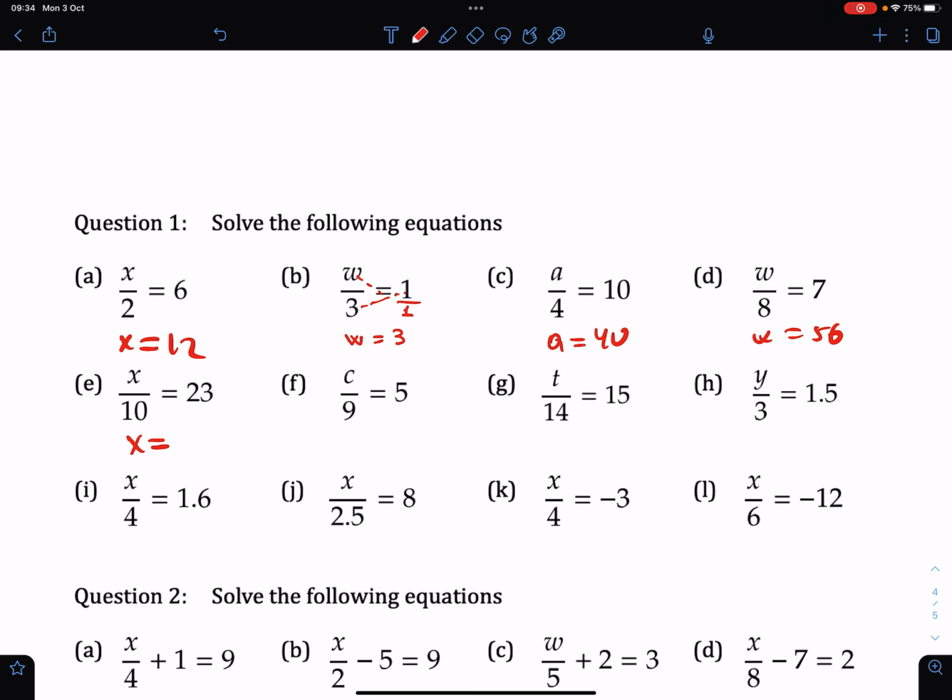Ahmed, Ali, Imran. 230. How did you find it? I did x equals 10 times 23. Okay. Yes.